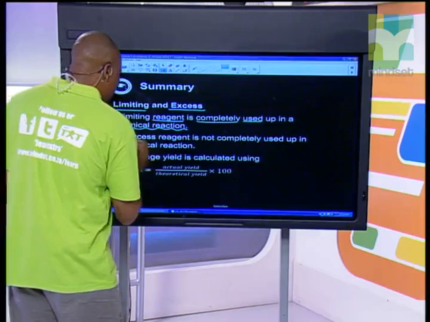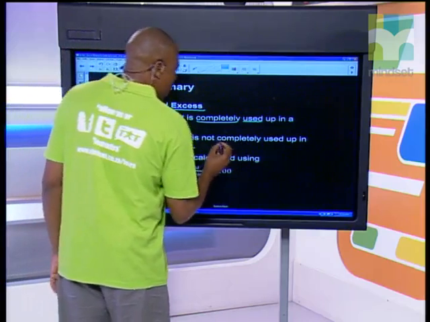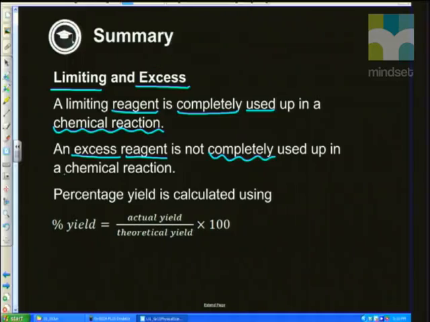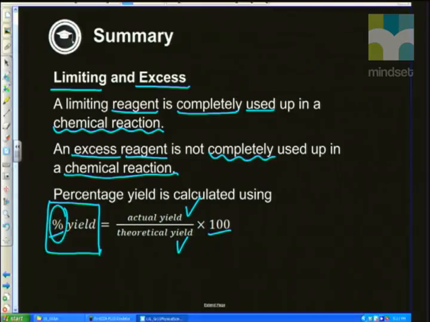So when we talk about excess reagent, this one is not completely used up in a chemical reaction. Okay, and when we come to the yield, it is the amount of product formed. If we want to know the percentage yield, we look at the actual yield divided by the theoretical yield multiplied by 100, and therefore we find the percentage yield.